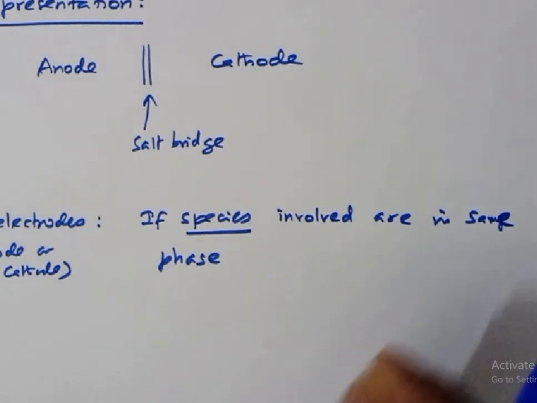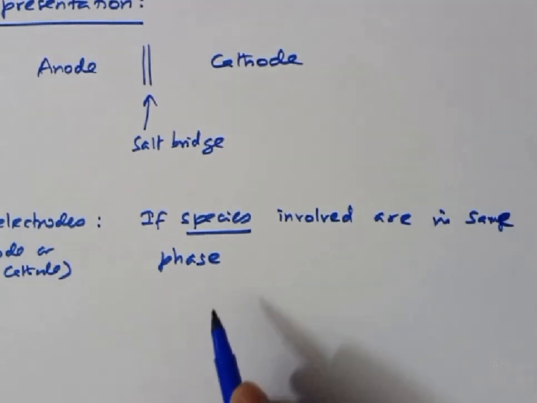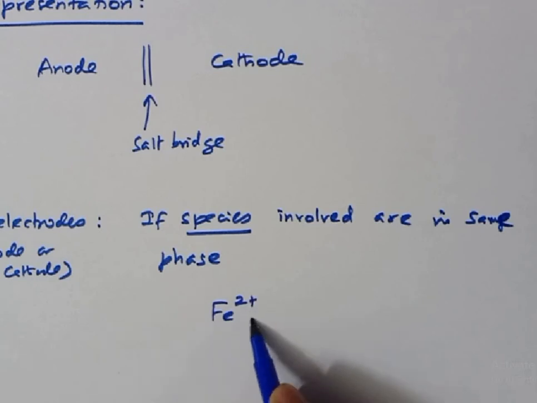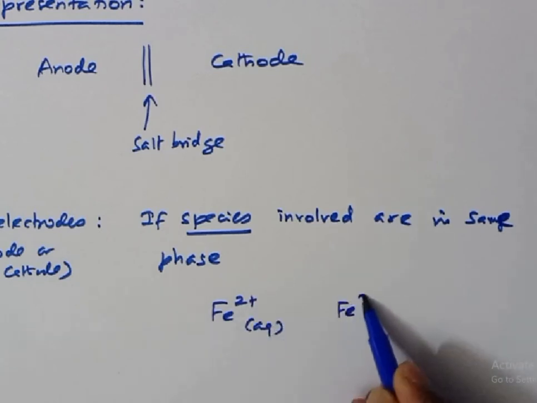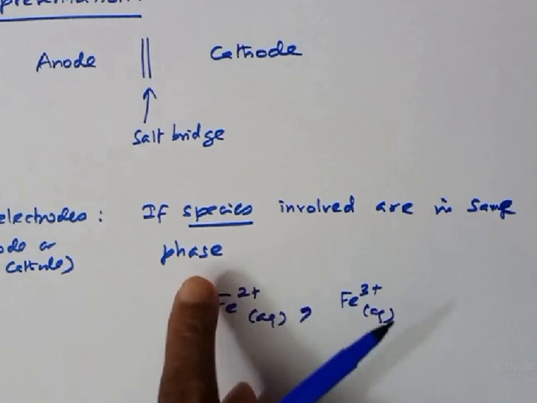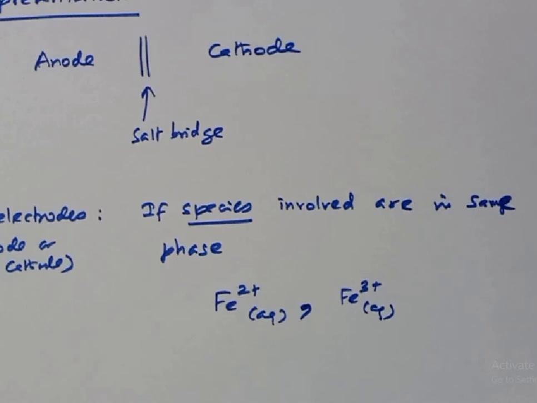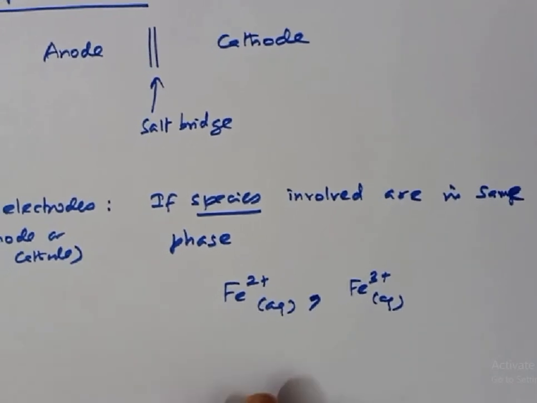If everything is in the same phase, then between the species you should put a comma. What is meant by that? Suppose I have a ferrous ion in aqueous solution and a ferric ion also present in the same solution. Students, observe carefully. Both are in the liquid phase, so I should put a comma in between. Keep this in mind, very, very important.